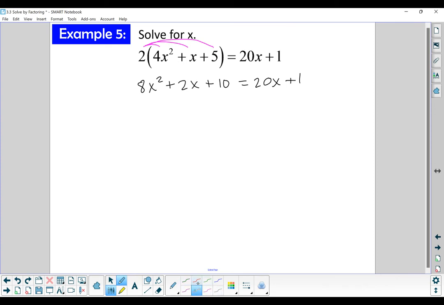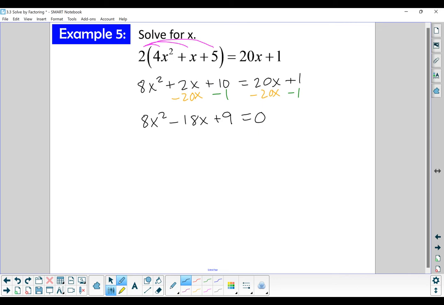So now that I've got the distribution taken care of, I'm going to go ahead and move some terms around so that I have a 0 on the right. 8x squared minus 18x plus 9 equals 0.